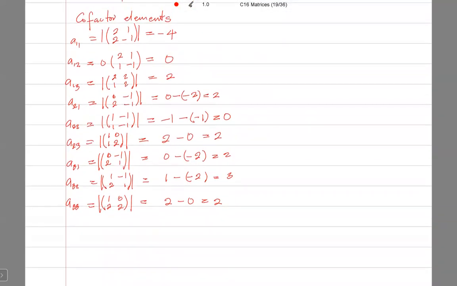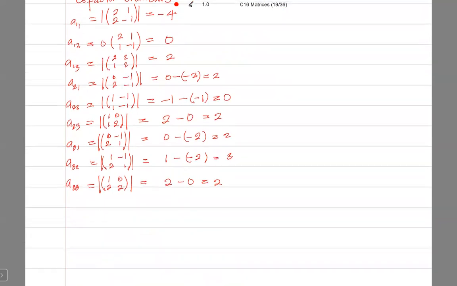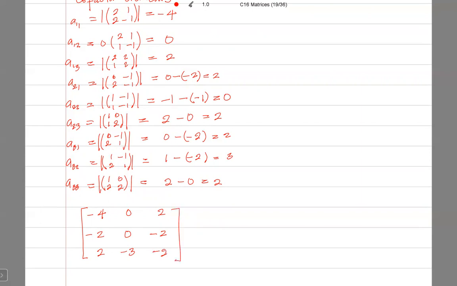So let's go for the matrix of cofactor, also considering the signs: positive, negative, positive. So positive minus 4 is minus 4, negative 0 is still 0, plus 2. Negative 2, 0, positive 0, negative 2. Positive 2, minus 3, and then minus 2. So this is the matrix of cofactor.